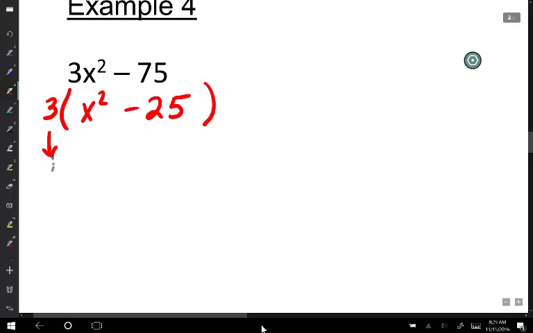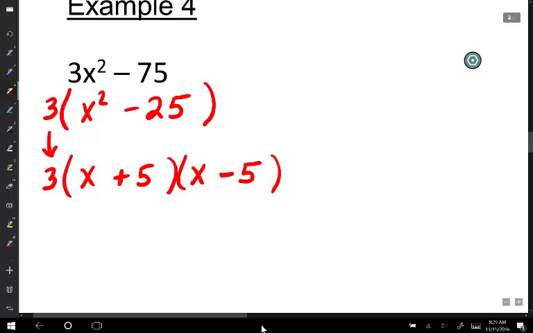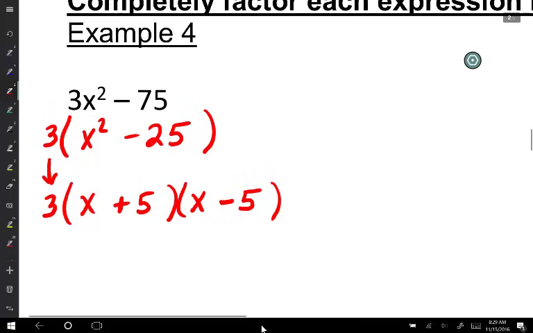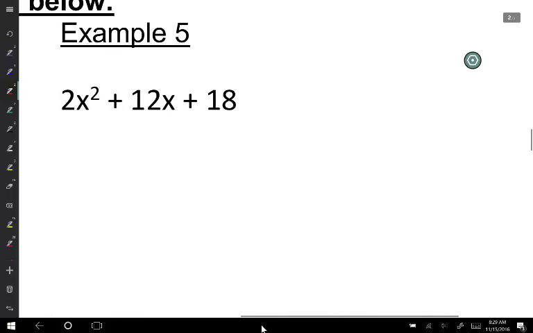So we drag down the 3, and then we break it up into 2 parentheses. One's going to be a plus, one's going to be a minus, x and x, 5 and 5. And there it is. You can't lose the 3. You have to keep bringing the 3 along. So that's just an example of a GCF first, and then the difference of 2 squares.